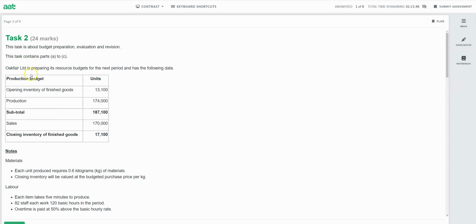And here it says O Limited is preparing its resources budget for the next period and has the following data: production budget in units. So let's have a look. In the production budget, we can see we have opening inventory finished goods 13,100, production 140,000 units, subtotal 18,700, sales 170,000, and the closing inventory finished goods 17,100.